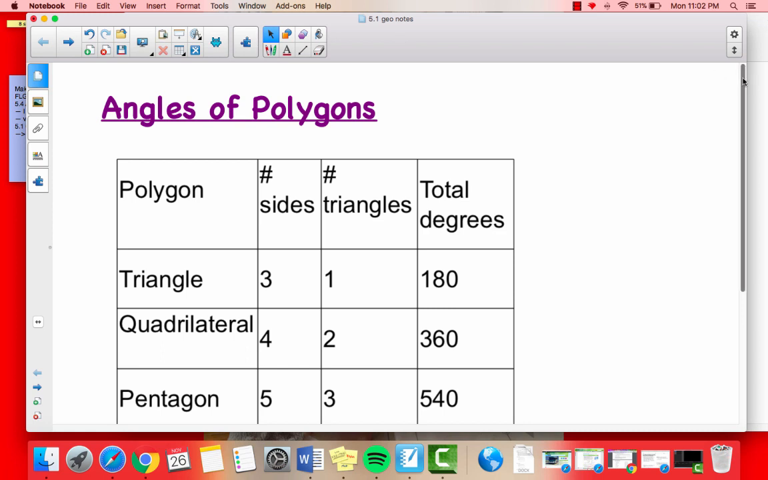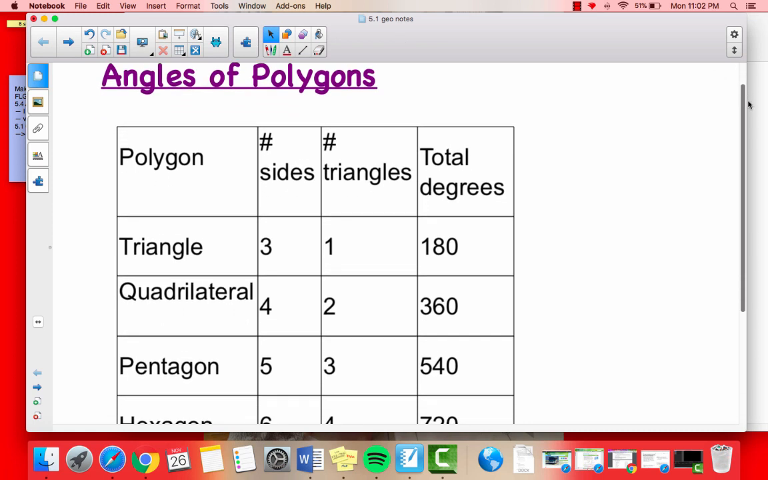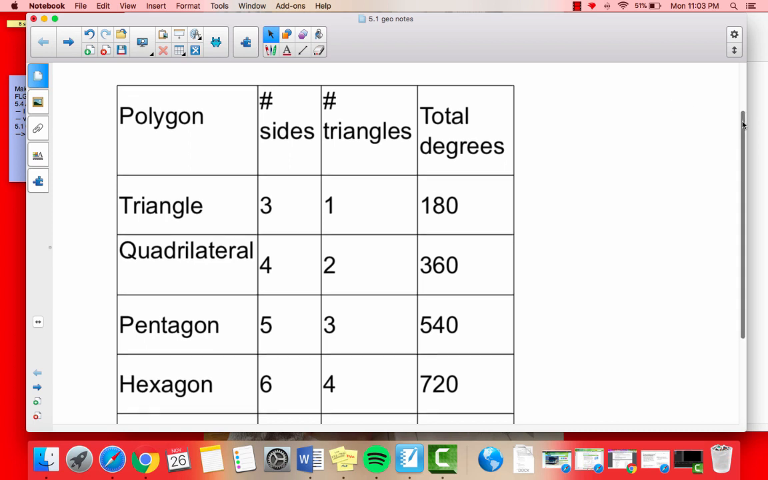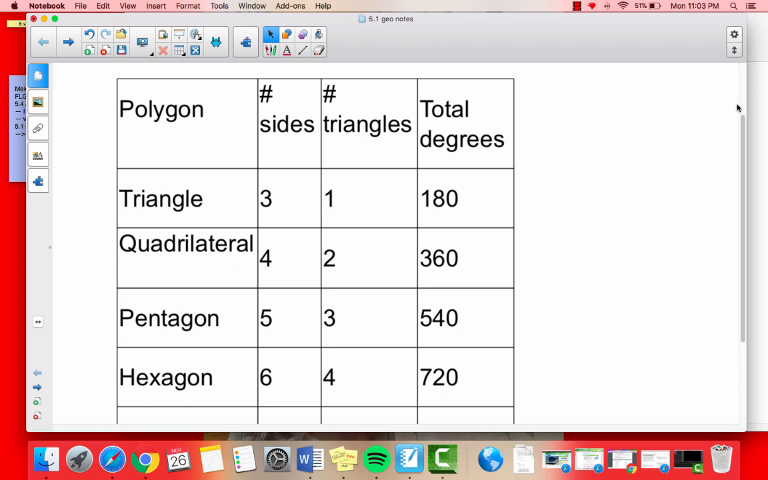This table is, if you remember, basically the list of the different polygons that we're going to be talking about, and it related the number of sides that those polygons had to the number of triangles that were created from the diagonals, and then using those two criteria, we were determining the total number of degrees. So I just listed a couple of the boxes here of what you should have already on that investigation worksheet: the triangle, quadrilateral, pentagon, and hexagon.